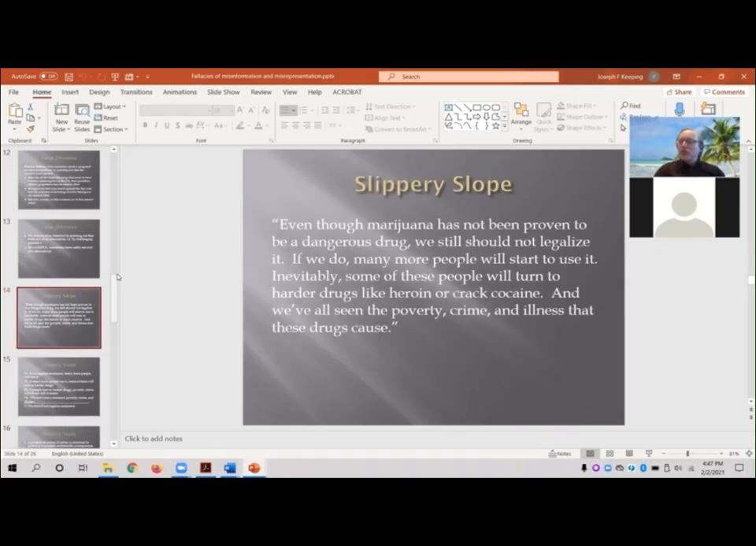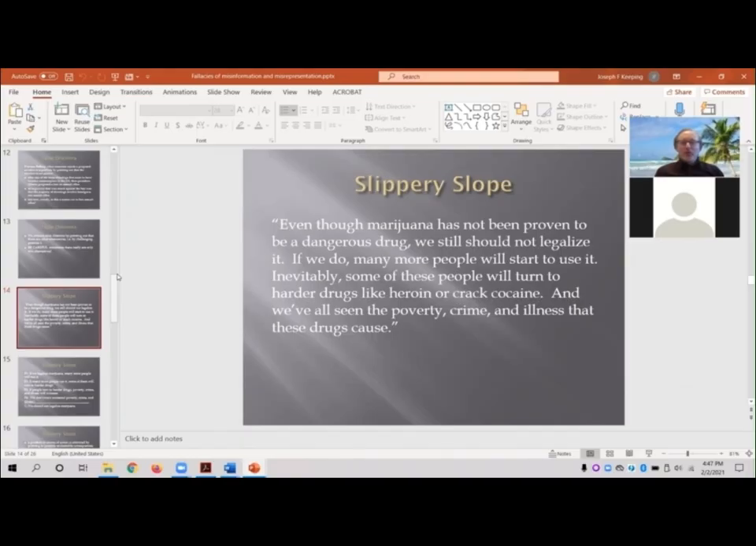Moving on. Slippery slope? Yes. Even though marijuana has not been proven to be a dangerous drug, we should still not legalize it. If we do, many more people will start to use it. Inevitably, some of these people will turn to harder drugs like heroin or crack cocaine. And we've all seen the poverty, crime, and illness that these drugs cause. Okay, this is a paraphrase of an example that I got from a textbook.